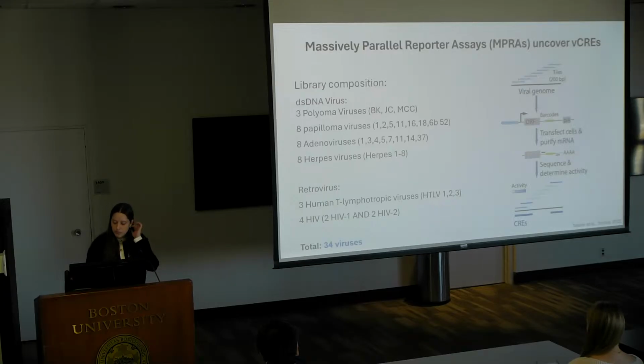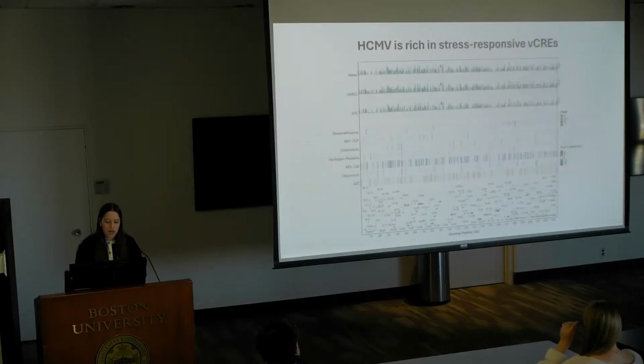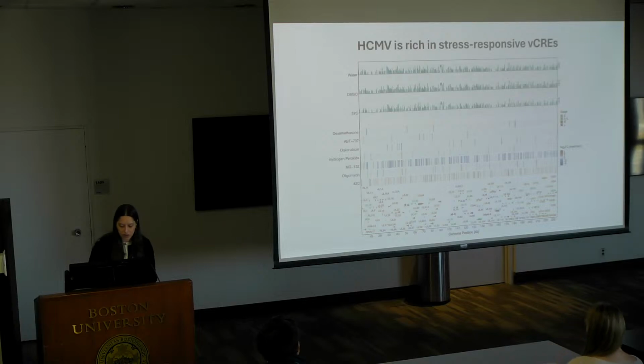In this way, we can test tens of thousands of sequences simultaneously, and that is what we have done with stress. So we have measured the impact of different types of stresses, like chemotherapeutic drugs, apoptotic agents, and so on, on 34 viruses. Here, I'm showing you a differential activity map of human cytomegalovirus, whose pathogenesis is characterized by immune dysregulation, inflammation, as well as neurodegeneration.